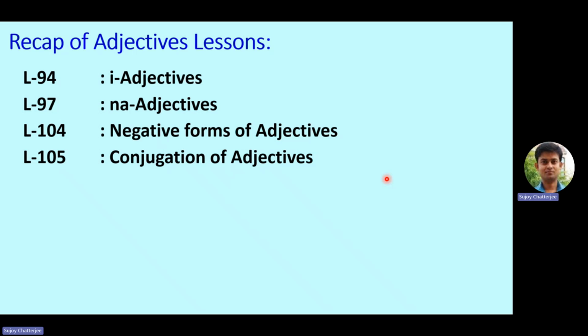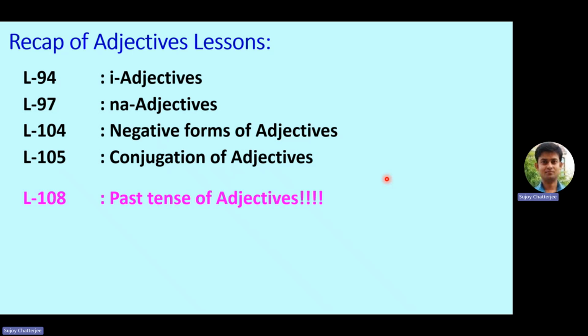Before going into that, a recap of the lessons on adjectives that we have done so far. Lesson 94 was on i-Adjectives, 97 was on na-Adjectives, 104 was on the negative forms of adjectives in the present tense, and 105 was conjugation of adjectives. All of these were in the present tense form. So today we are going to look at the past tense of adjectives.